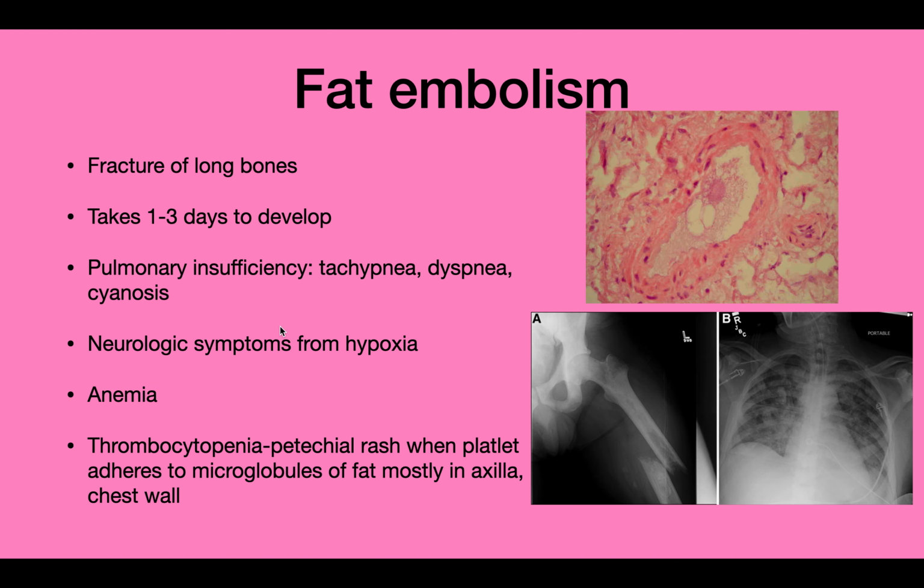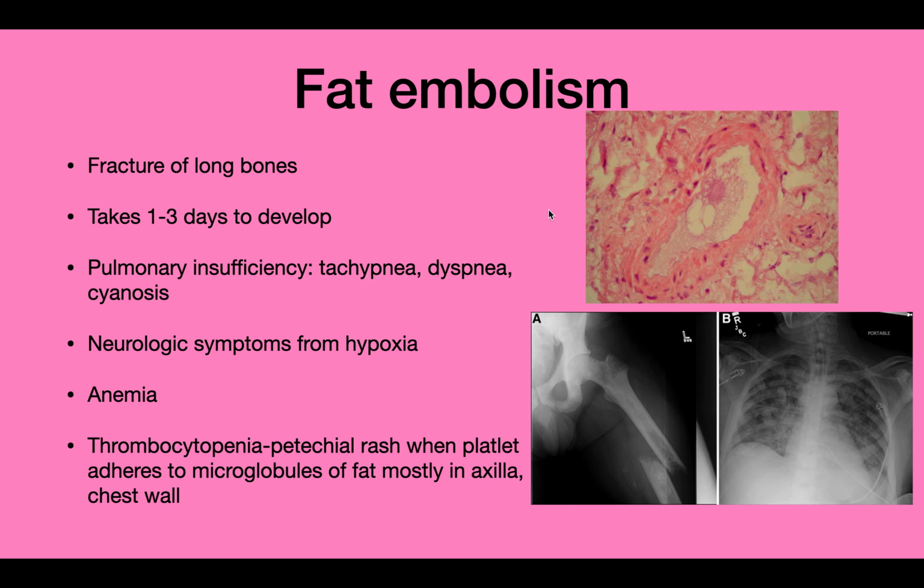Fat emboli usually occur due to a fracture of the long bones, in particular the femur. So it takes a while to show up. First, it presents as a pulmonary insufficiency, so you're going to have problems breathing and perfusion. There's going to be neurologic symptoms from the hypoxia, and anemia, thanks to all of the immature blood cells without special tissue-specific antigens on them.